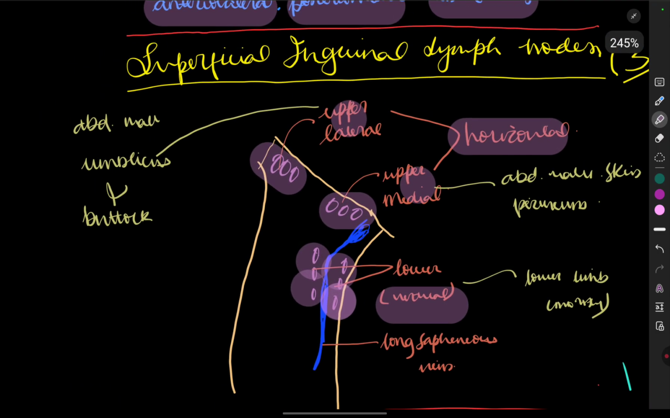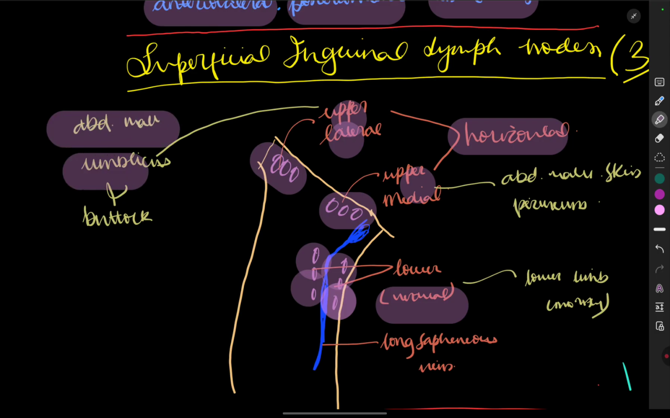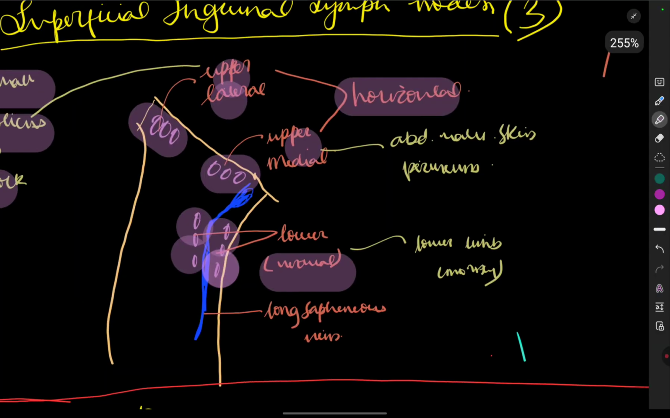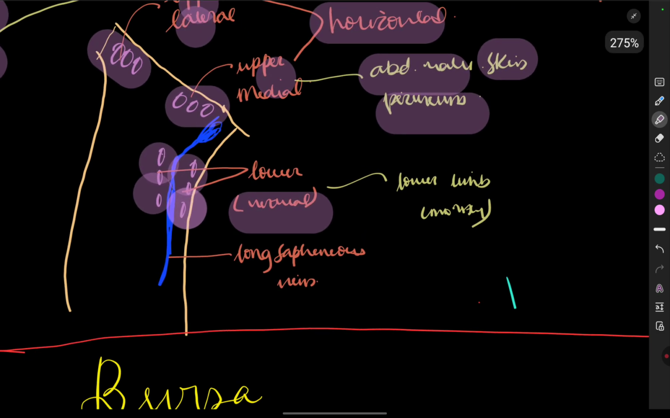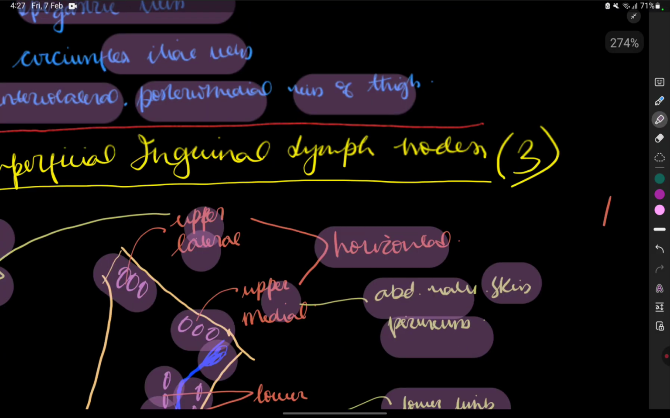From where does it collect? The lymph is from the upper lateral group. It collects from the abdominal wall, the umbilicus, and the buttocks. And the upper medial collects from the abdominal wall, the skin of the perineum, and the perineal region. And the lower ventral side, or the lower lymph nodes, drain the lymph from the lower limb. And we have seen that this is the saphenous nerve. It is coming again and again.